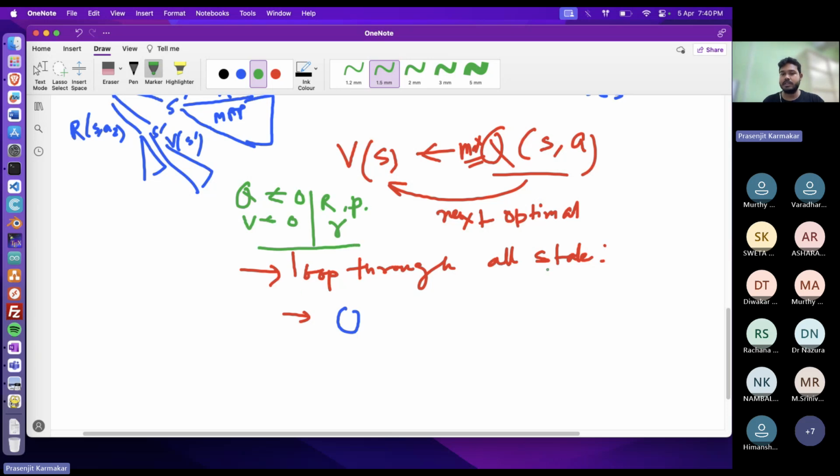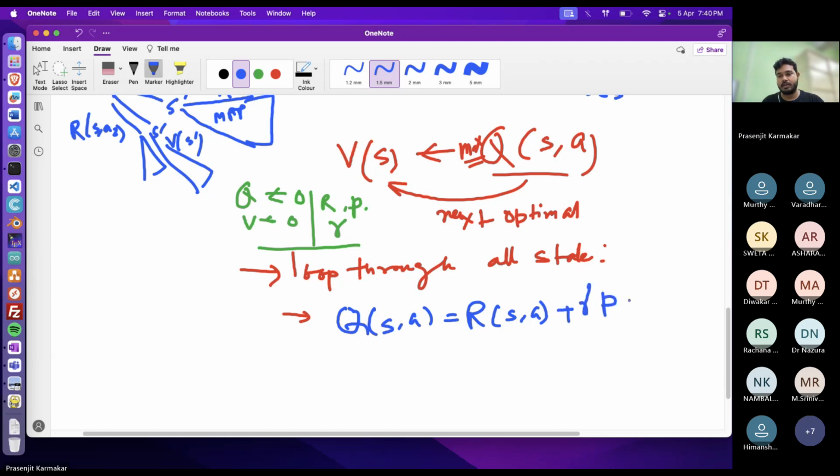Now loop through all the states and do this update. QSA is equal to RSA plus gamma times the sum of P of SA S prime times V of S prime, summed across S prime belonging to S. This is the update.